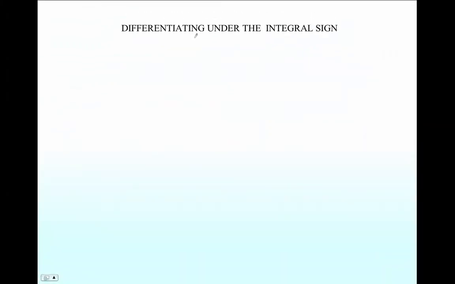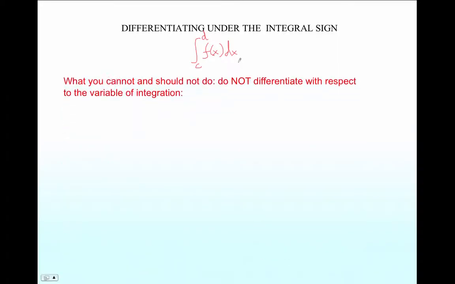A very useful trick is that of differentiating under the integral sign. So let's say that we have some function f of x, and let's say that it's a definite integral from c to d. Then we would like the value of this integral, but we cannot differentiate with respect to x. And I stress that you cannot differentiate with respect to the variable of integration.